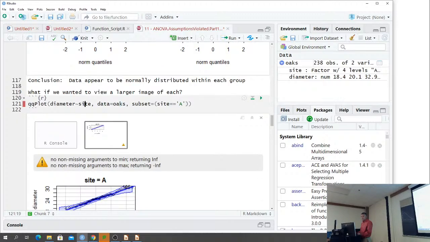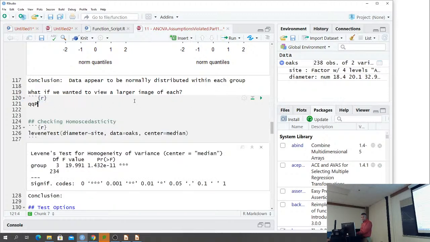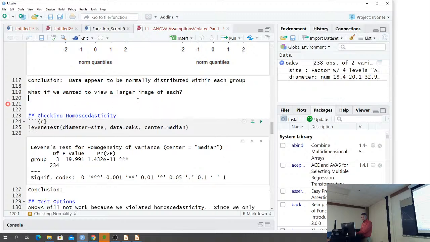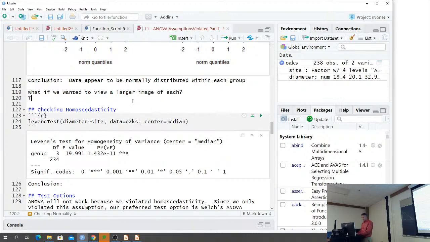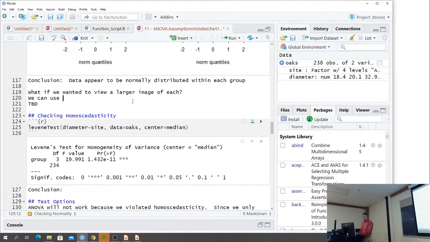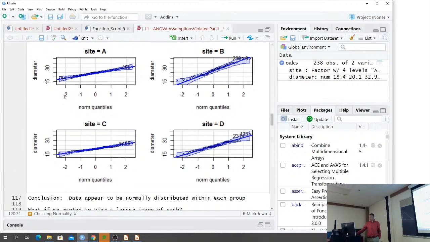Oh, you know what? I know what it is. We'll do this later. We're going to use the subset function. So this will be TBD because we're going to talk about the subset function. I'm going to show you how to do that because we're going to need to do that when we do our pairwise tests. So I know this is coming up. We'll come back to this. But I think for this, we're good.